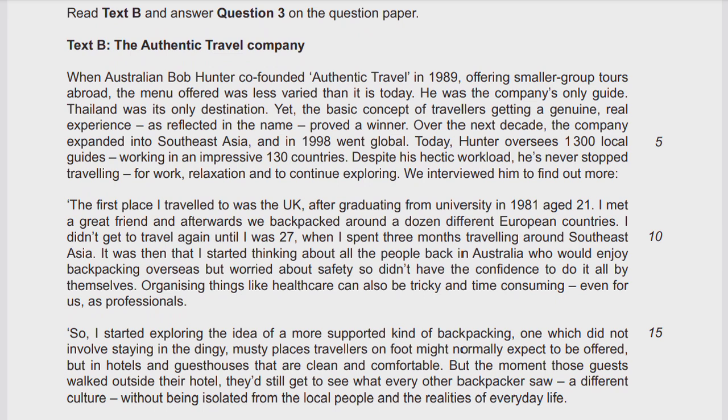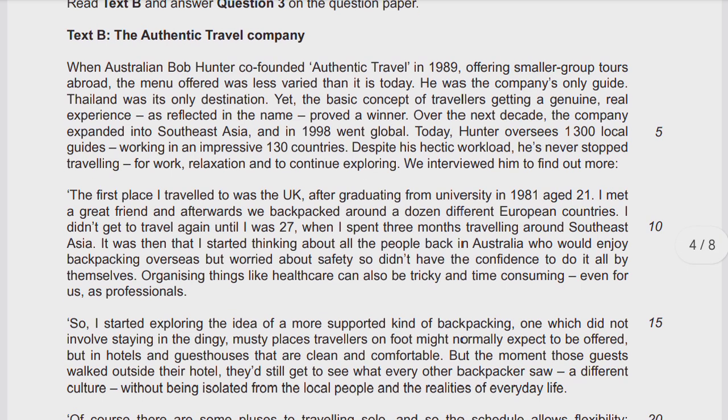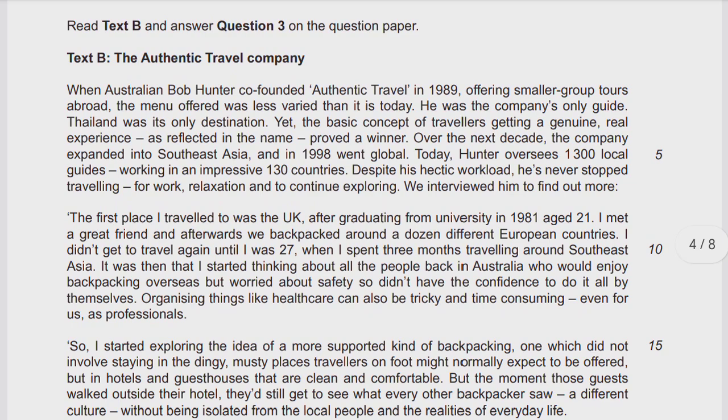In text B, there is Bob Hunter's authentic travel company that offers supported group tours allowing travelers to experience local cultures without compromising on comfort. The company's success lies in balancing the authenticity of experiences with convenience. Despite the rise of similar offerings, Hunter remains skeptical of other companies' motives, emphasizing his focus on genuine travel experiences and future specialization in niche interests like food tours. So let's read this text completely.